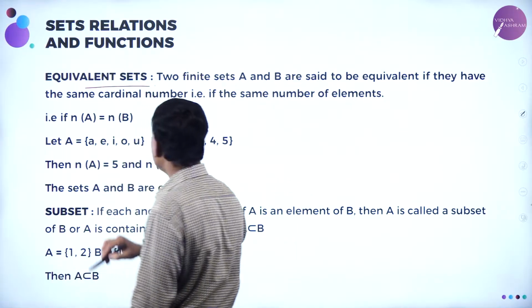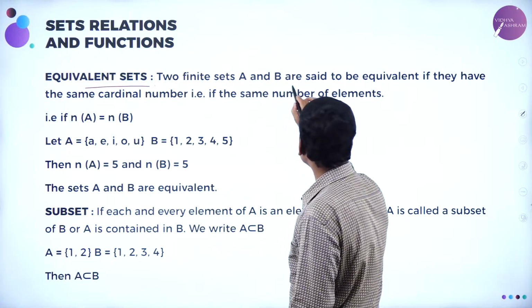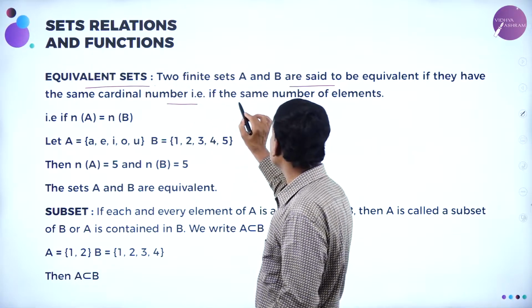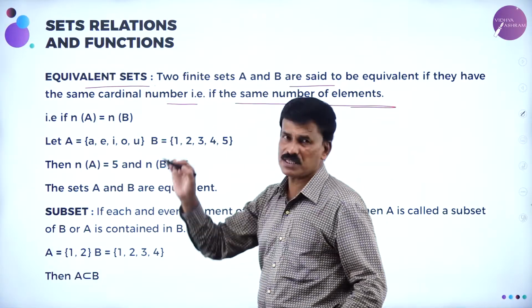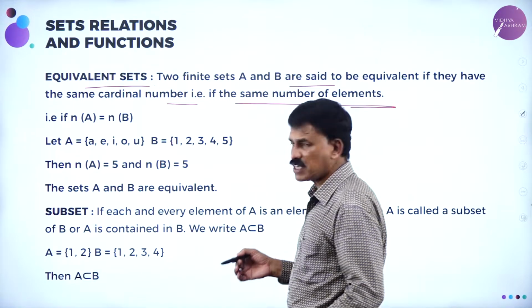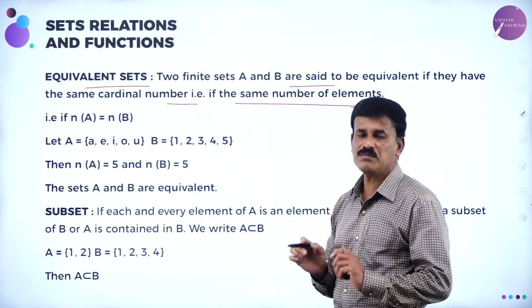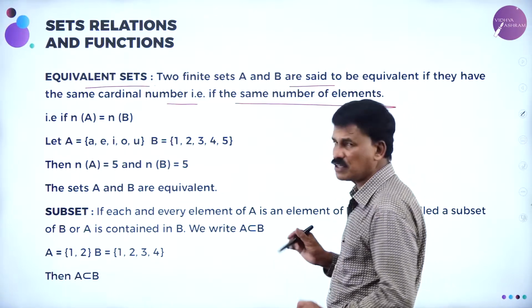Equivalent sets. Two finite sets A and B are said to be equivalent if they have the same cardinal number, that is, the same number of elements. Just now I have given an example of an equivalent set. If the number of elements is the same, then they are called equivalent sets, not equal sets.